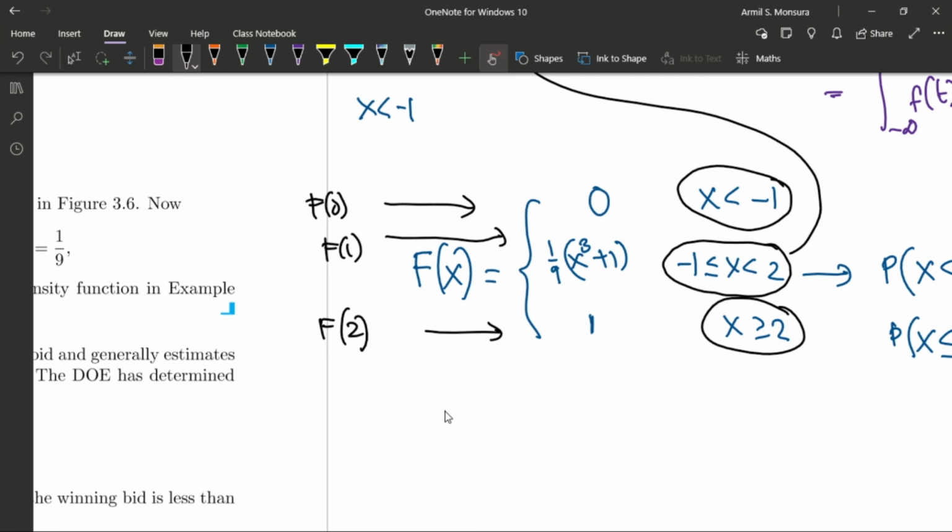So, if you're looking for the probability of your x assuming a value from 0 hanggang 1, just like what we did on an earlier example, we simply have to find the probability that your x would be greater than 0.